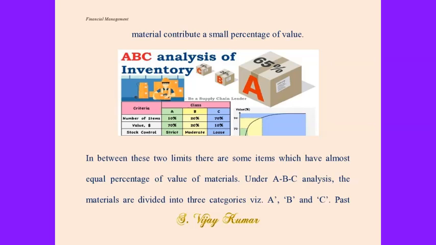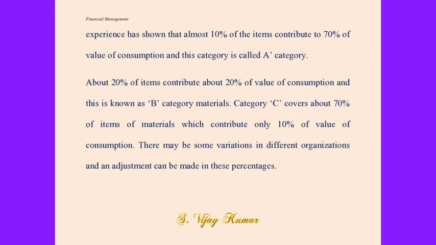Under ABC analysis, the materials are divided into three categories: A, B, and C. Past experience has shown that almost 10% of the items contribute to 70% of the value of consumption, and this category is called A category. About 20% of the items contribute about 20% of value of consumption, and this is known as B category materials. Category C covers almost 70% of items of materials which contribute only 10% of value of consumption. There may be some variations in different organizations, and an adjustment can be made to these percentages.